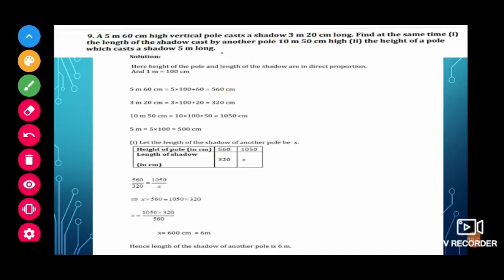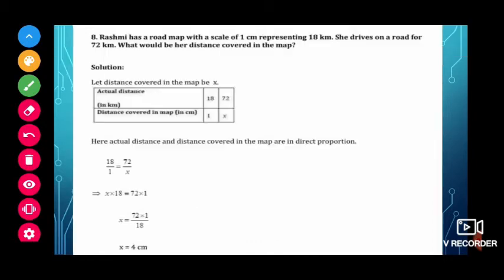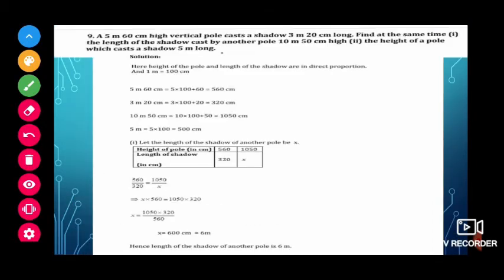And the first question is, they are asking, if the length of the pole is 1050, then what is the shadow length? Okay. Now, if the length of the pole is 10 meter 50 centimeter, which is nothing but 1050 centimeter, then what is the shadow length?